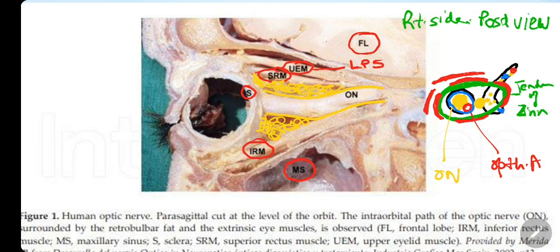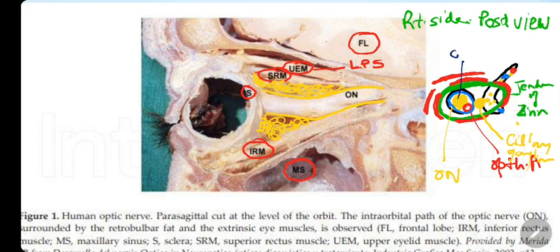This is inside the orbit, right? And this is called ciliary ganglion. This is called ciliary ganglion. Now this location of ciliary ganglion, if they ask, remember it is located at the apex of the orbit, in between, this, I should draw it, rather I should label it.